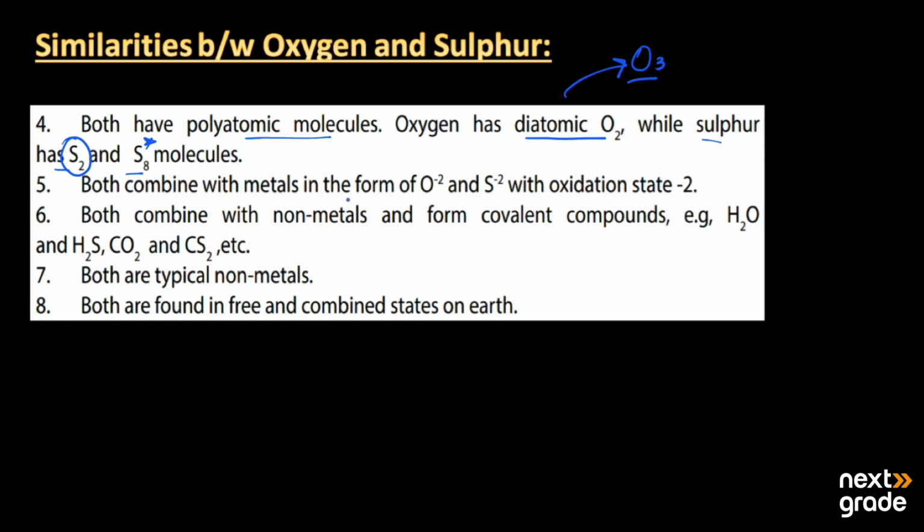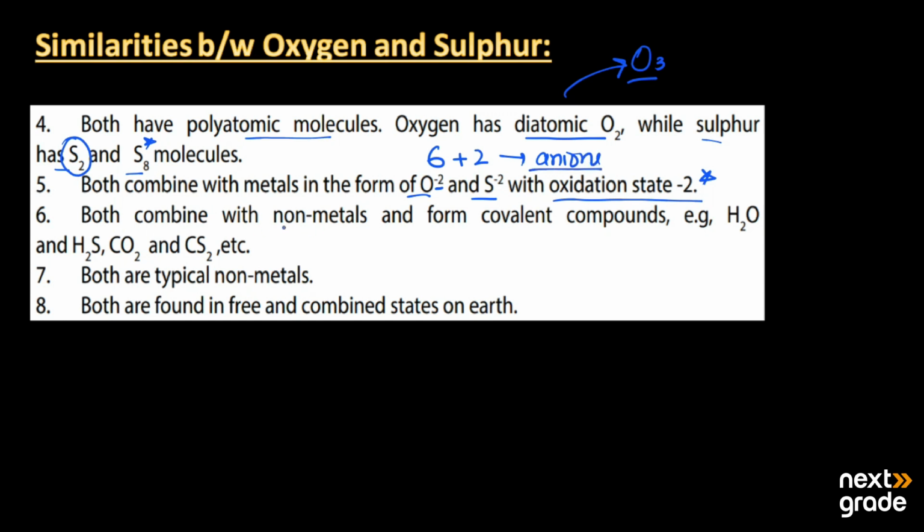Both combine with metals in the form of O2- and S2- with the oxidation state of minus 2. The oxidation state is the same because they contain 6 electrons in their valence shell, and by gaining 2 more electrons they acquire the charge minus 2, and they change into anions, which are negatively charged ions.